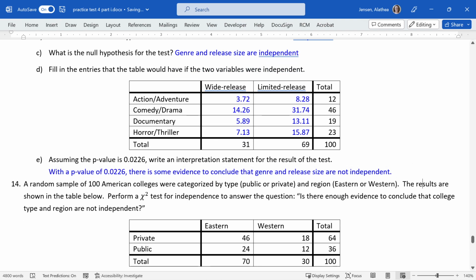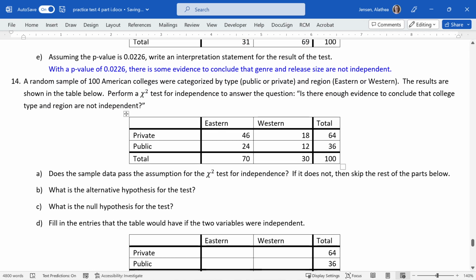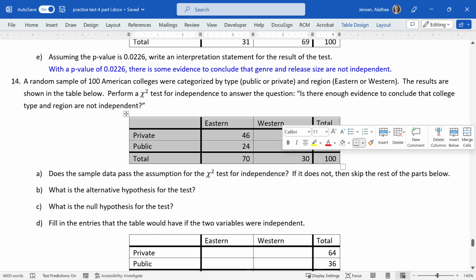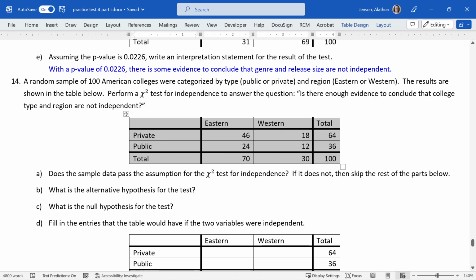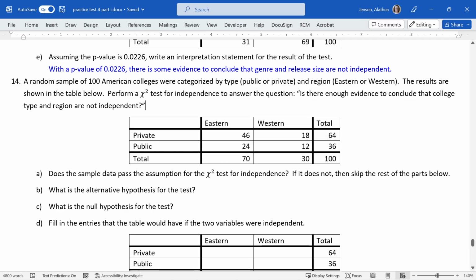And let's go ahead and look at the next one. So a random sample of 100 American colleges were categorized by type, public or private, and region, Eastern or Western. And this is real data again, I didn't make it up or anything. The results are shown in the table below. Perform a chi-squared test for independence to answer the question, is there enough evidence to conclude that college type and region are not independent?